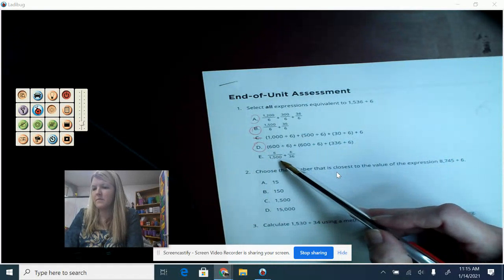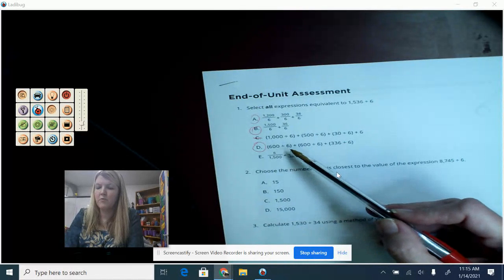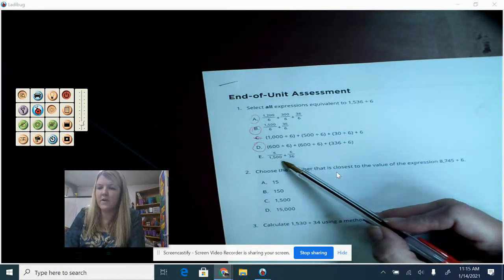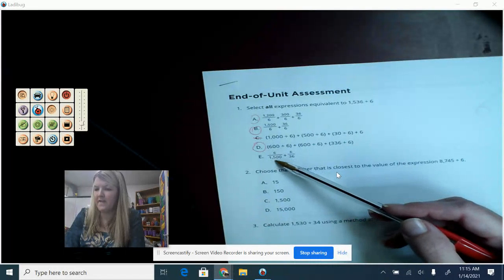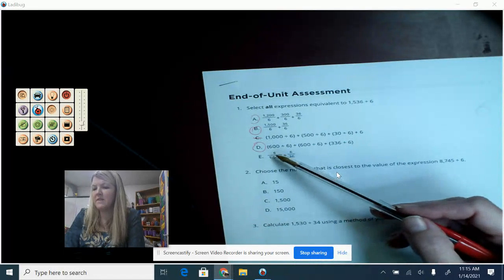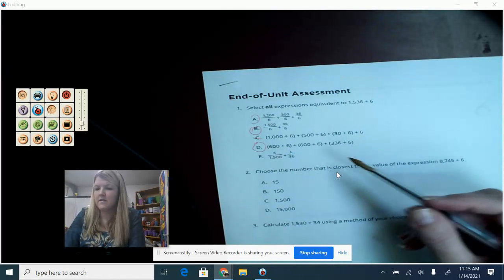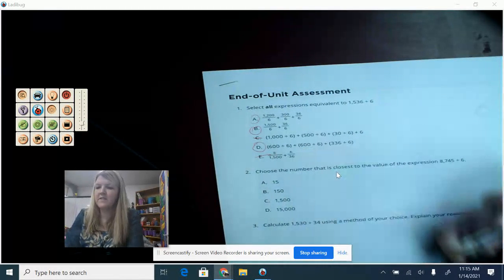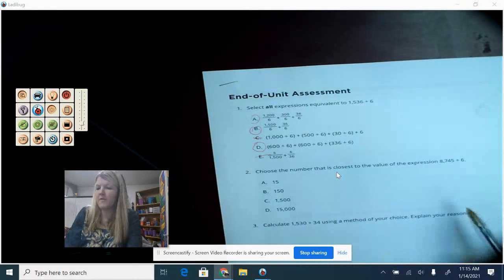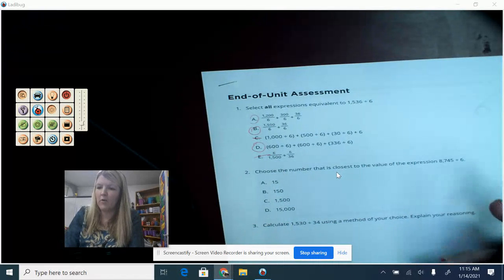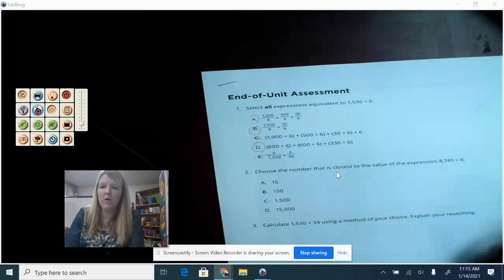E, they don't have it written correctly. Remember, the order does matter when we're dividing. So E is not going to work. We can't do 6 divided by 1,500. We would have had to have done 1,500 divided by 6. So they have it backwards there. So E is not going to work. Now, when we're multiplying, the order doesn't matter, but when we're dividing, it does matter. So A, B, and D all work in this case.